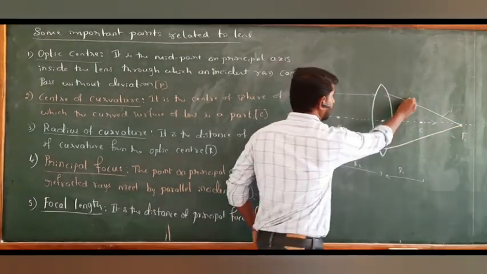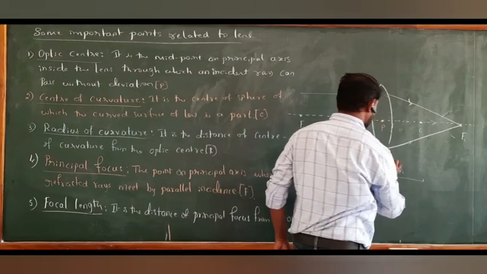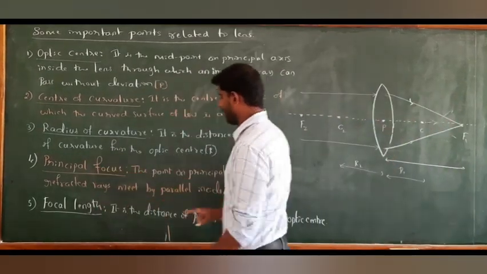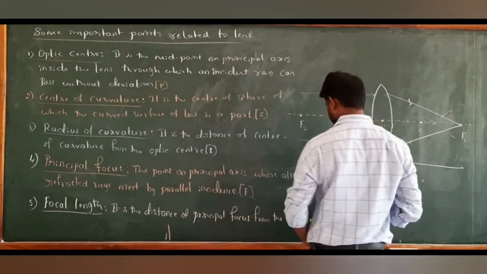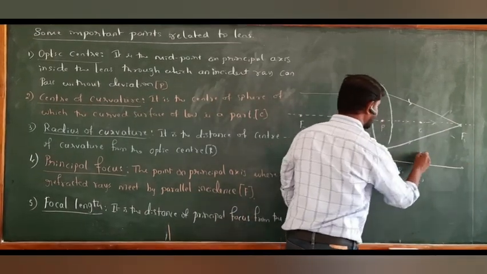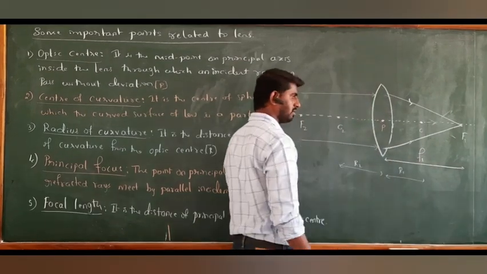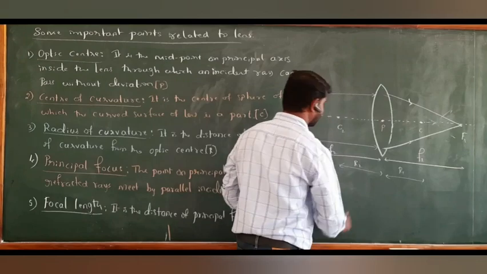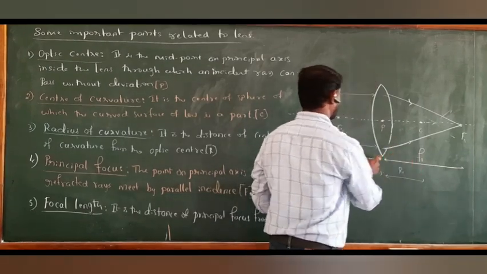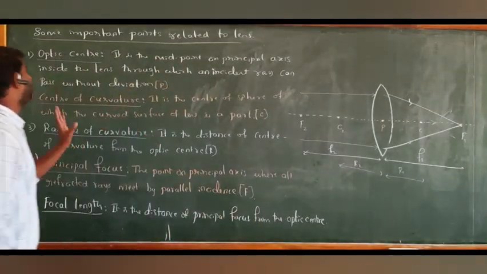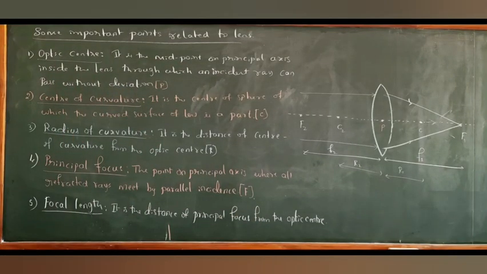Next one, focal length: the distance of the principal focus from the optic center. This is called focal length number 1, and this is focal length number 2, meaning the focal length of the first surface and the focal length of the second curved surface. So these are the very important terms related to the lens.